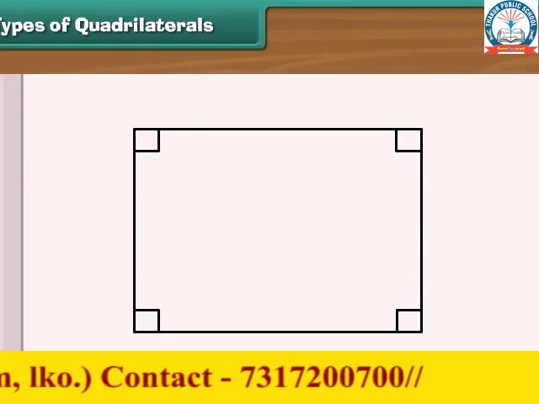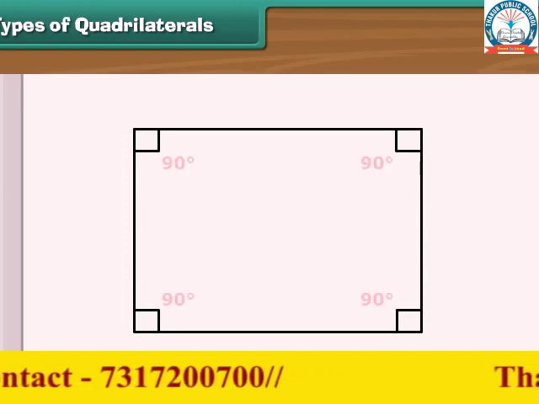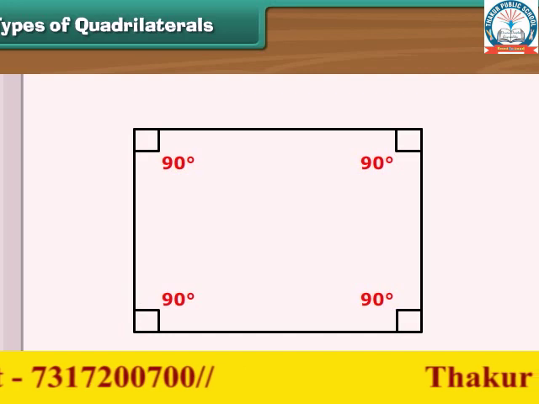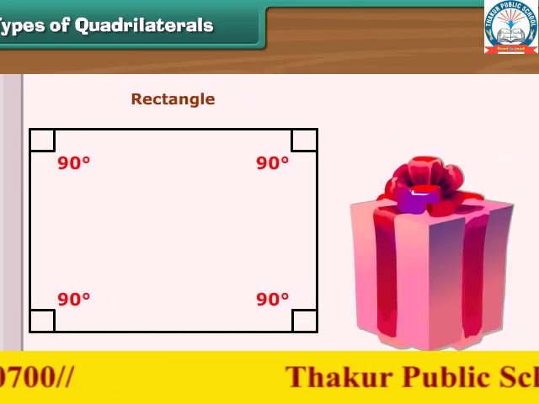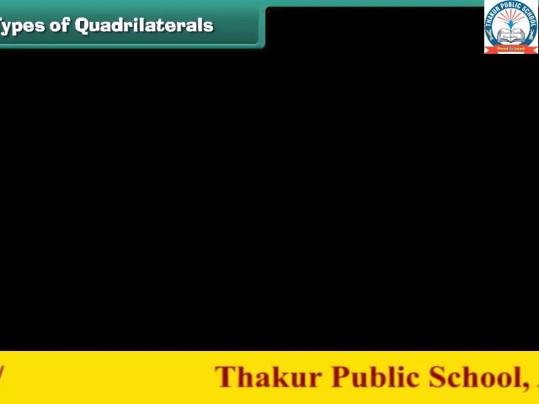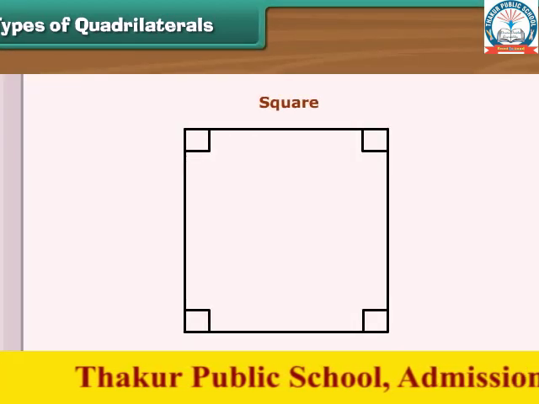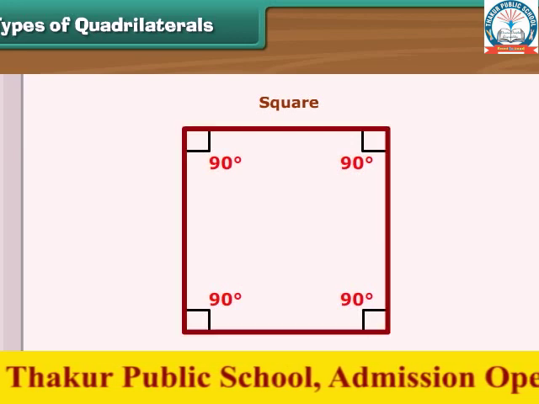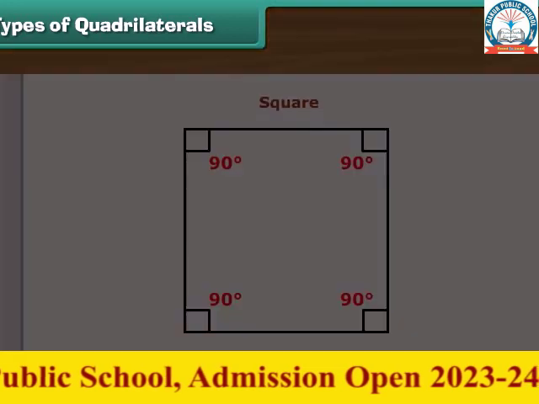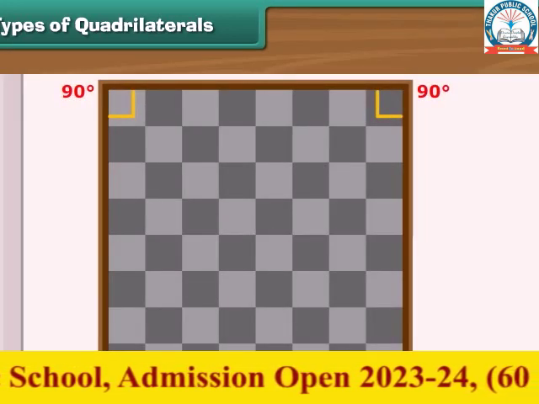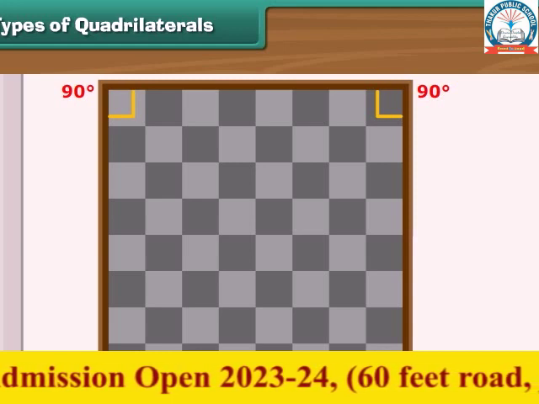A parallelogram in which all angles are right angles, that is 90 degrees, is called a rectangle. For example, this gift pack is a rectangle. A square is a parallelogram in which all angles are right angles and all sides have same length. Hey friends, do you enjoy playing chess? Look at the chessboard. It is square in shape.